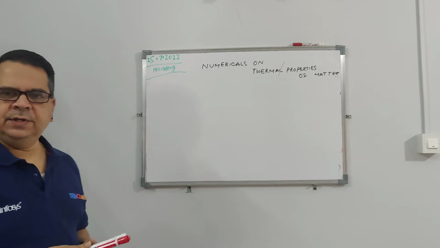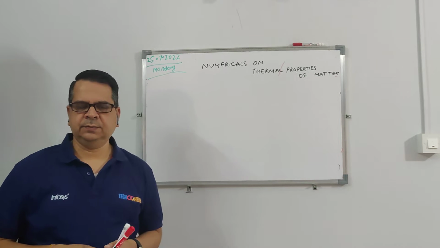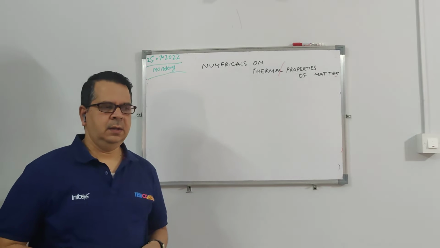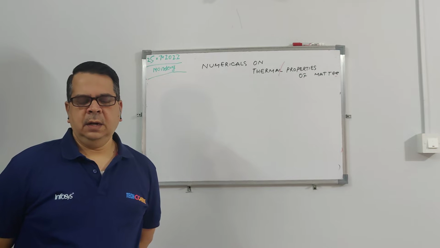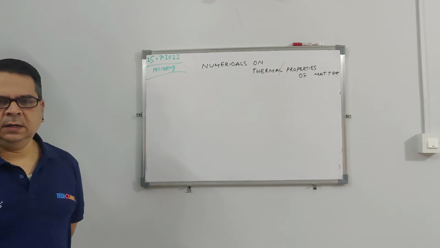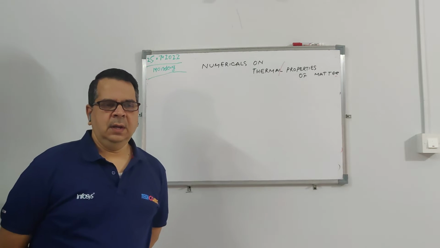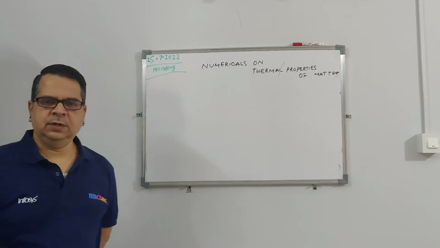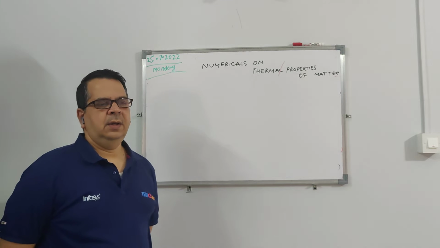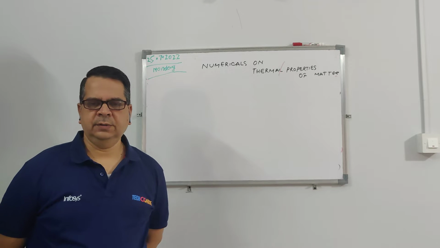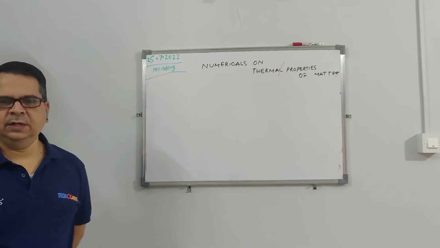Okay, so we have discussed the concept of temperature scales, calorimetry, that is specific heat, latent heat of melting, latent heat of vaporization, and the coefficient of linear thermal expansion and all. Similarly, heat transfer: conduction, convection, and radiation.